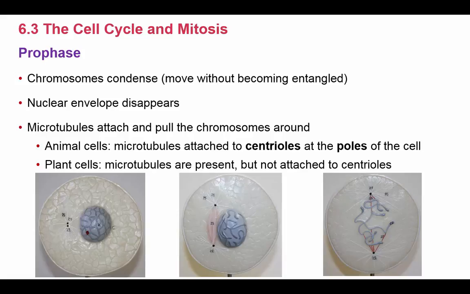Now in animal cells, these microtubules or filaments are going to be attached to centrioles at the different poles or sides of the cell. Plant cells don't have centrioles, but they still have microtubules present.